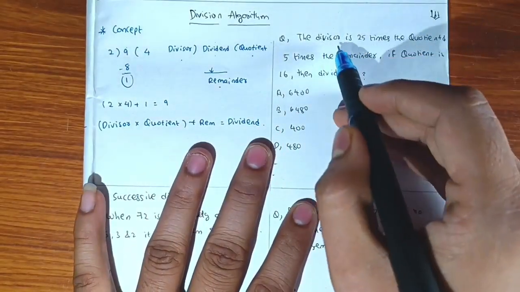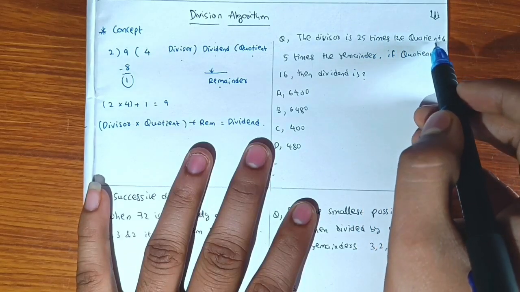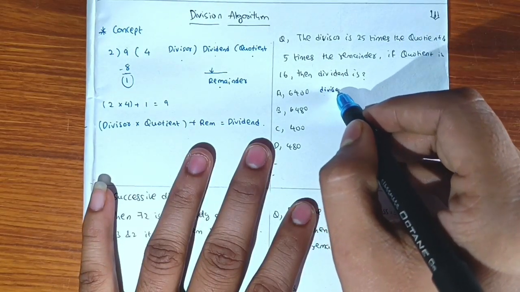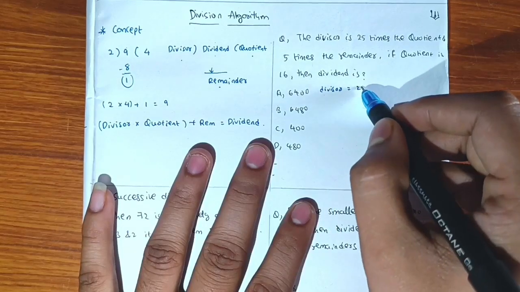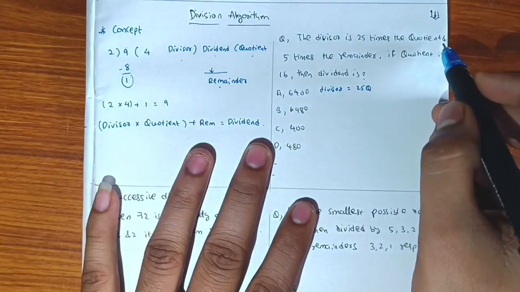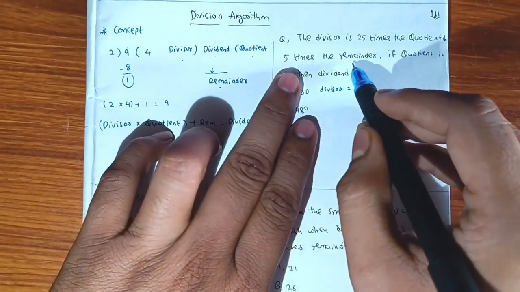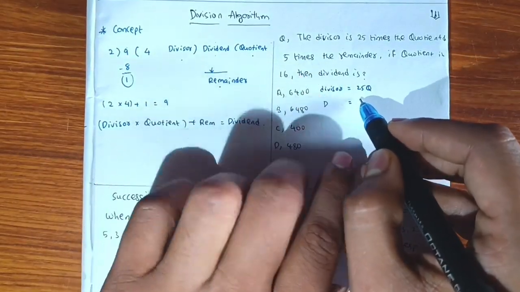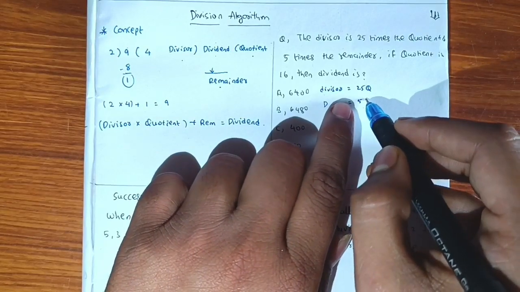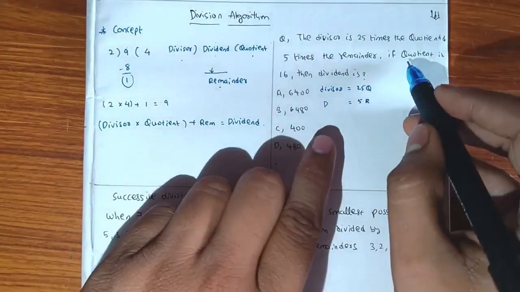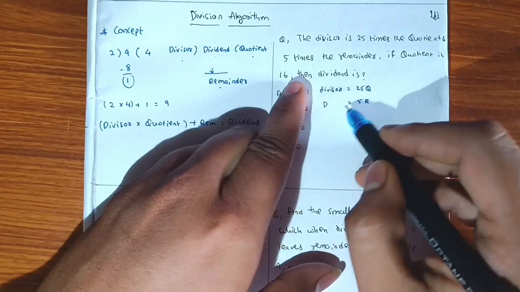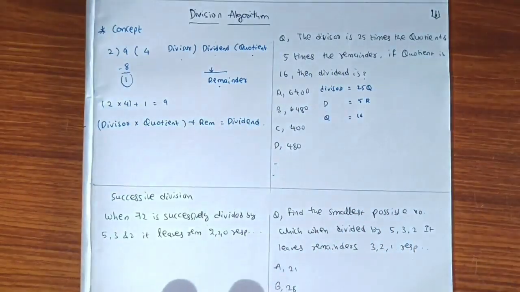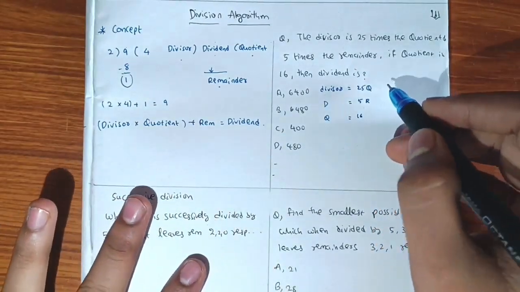The question is: the divisor equals 25 times the quotient, and the same divisor equals 5 times the remainder. If the quotient is 16, then we need to find the dividend.